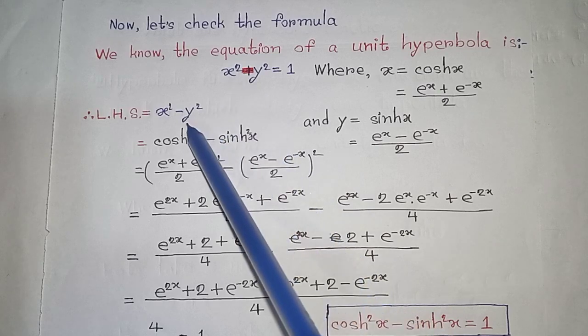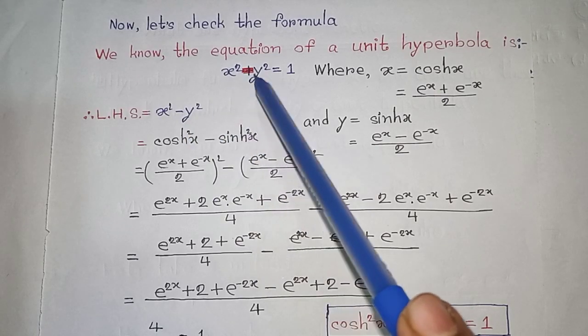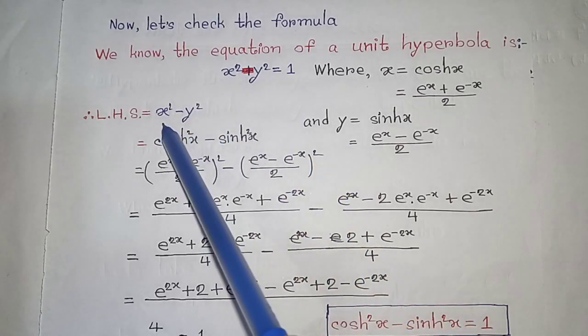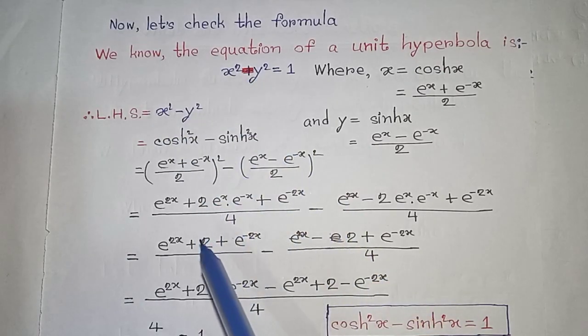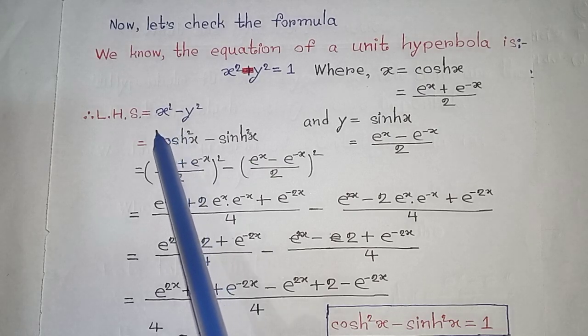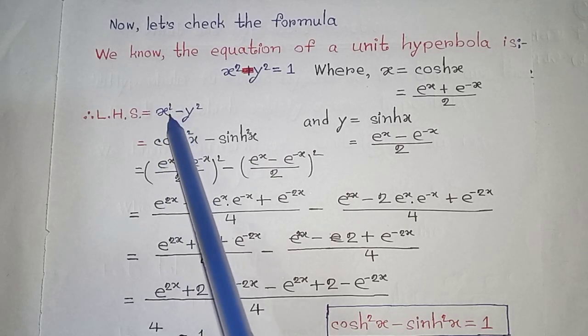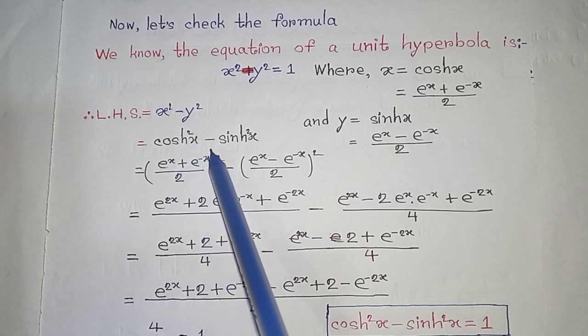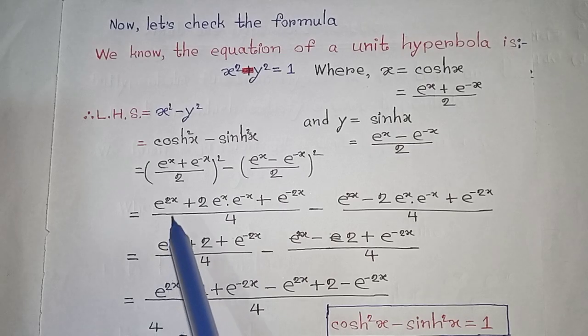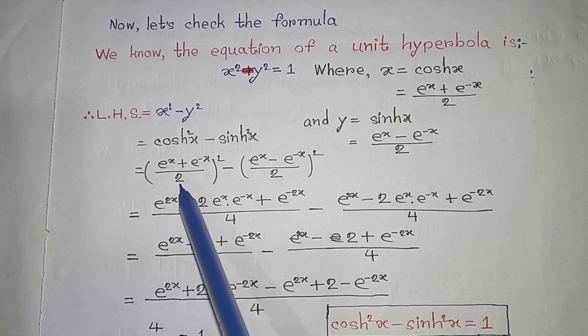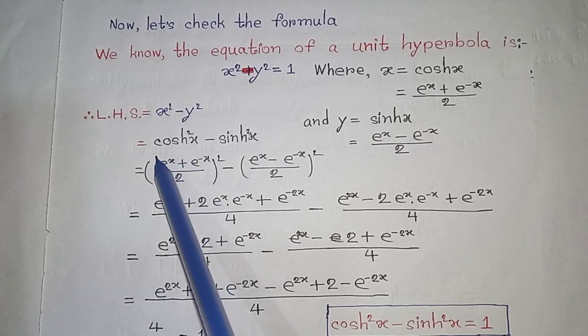Okay, let's prove. So LHS is equal to x square minus y square. We have written here x square minus y square from this part. Okay, so we know x is equal to cos hyperbolic x, and there is a square, so we can write cos hyperbolic square x minus sine hyperbolic square x instead of y square. Now we have to write the value of the cos hyperbolic x.